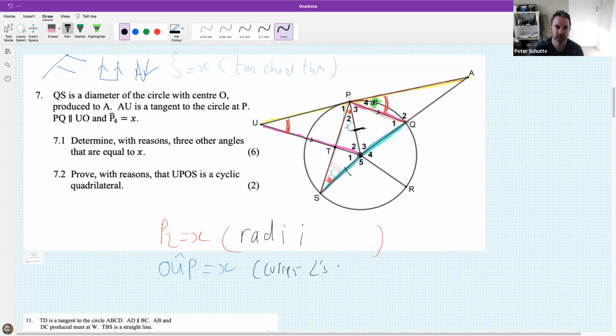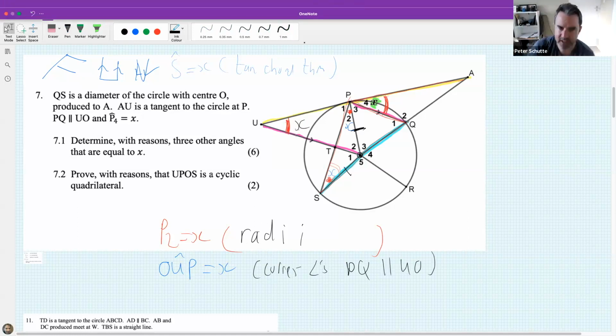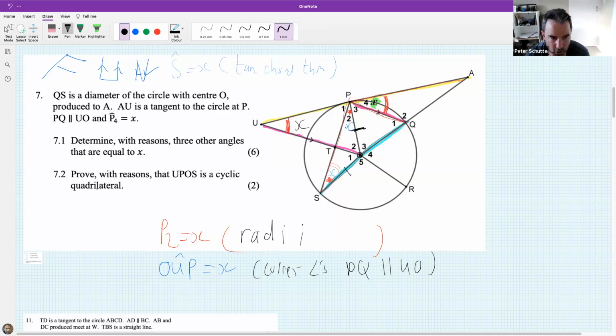Corresponding angles, and we know that PQ is parallel to UO. And so we know that is X. Okay, we're almost at our break time. I just want to do this last thing here. Okay, so we've got X there, and so on. Last question before the break.